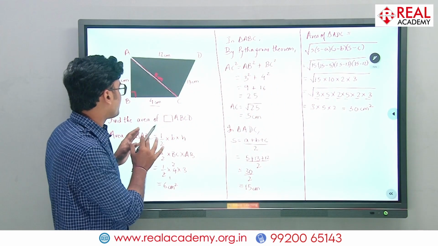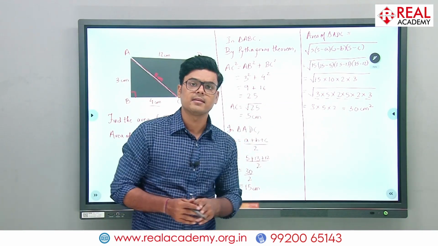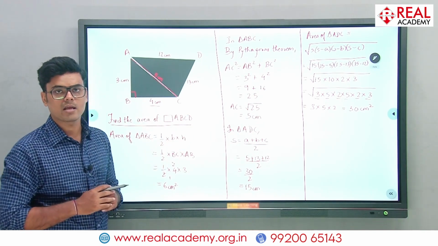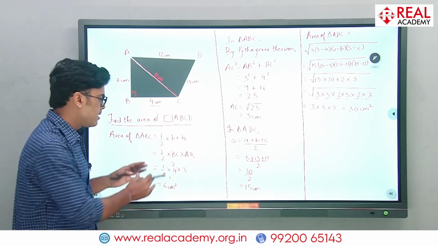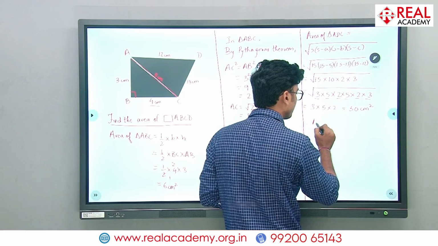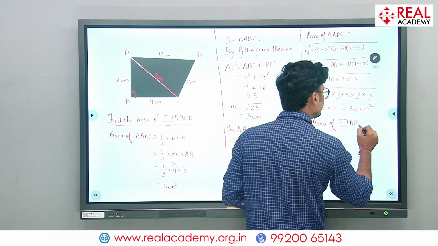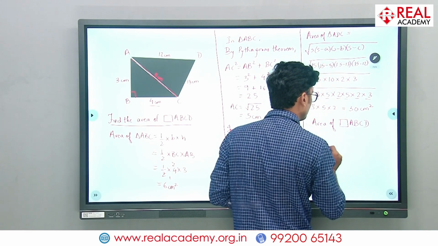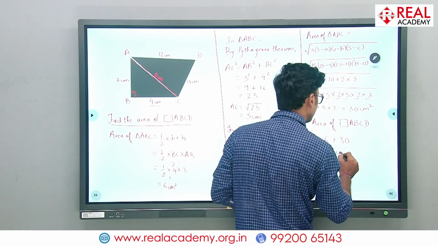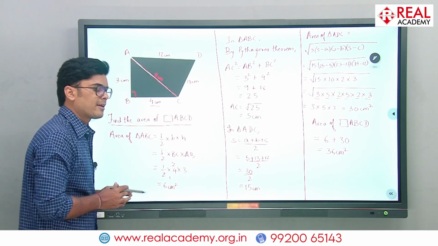Okay. The area of the first triangle is 6 centimeter square. Area of the second triangle is 30 centimeter square. But the main question is to find the area of the quadrilateral ABCD. What is the area then? Just add the areas of these two triangles. Correct? So therefore, area of quadrilateral ABCD will be equal to 6 plus 30, that is 36 centimeter square. Okay. So this is one of the problems that we solved using Heron's formula.